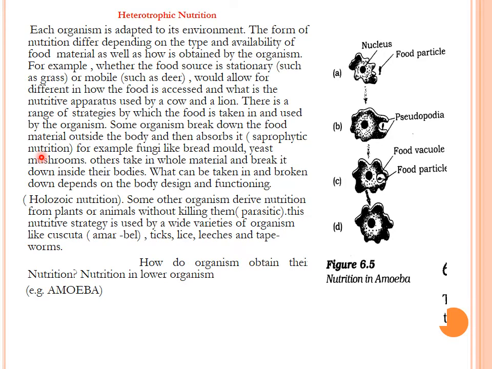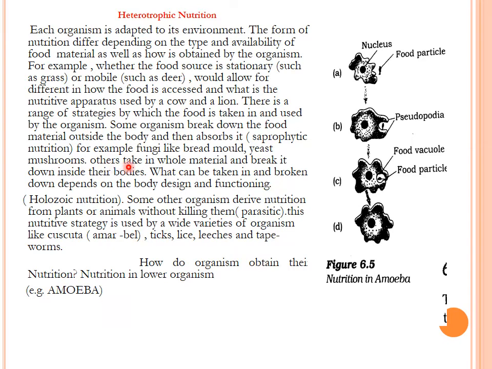Saprophytic nutrition is a nutrition in which organisms feed on dead and decaying organic matter. These organisms break down the food material outside the body with the help of hydrolyzing enzymes present in them, and then they absorb the nutrients released. They also help in recycling of nutrients in the environment. Such organisms are called saprophytes and their nutrition is called saprophytic nutrition. Organisms like bread mold, yeast, mushroom and some bacteria have this type of nutrition.